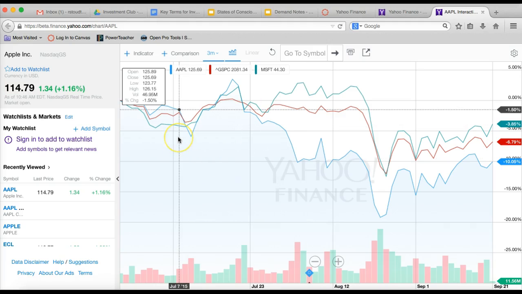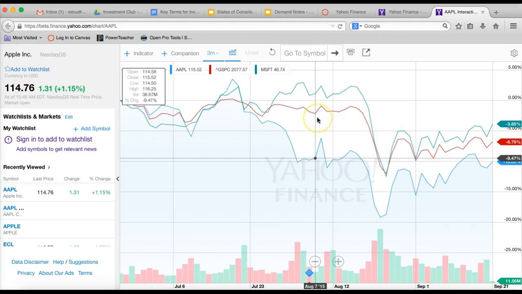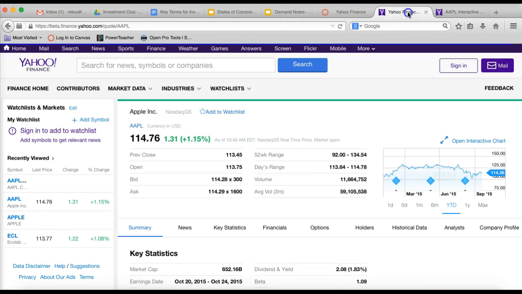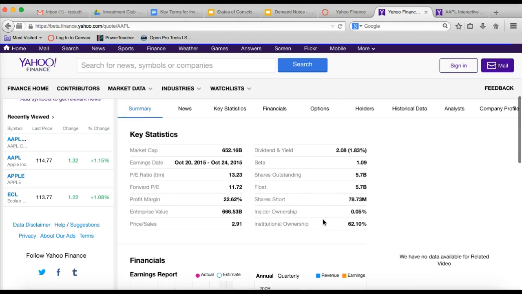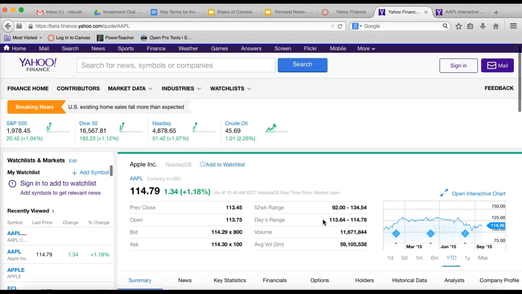Okay. In the next video, I'm going to talk more about some of the other indicators that were on this original page, like volume, PE ratio, dividend yield, those kinds of things. So look for the next video.